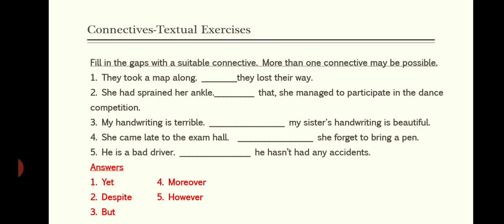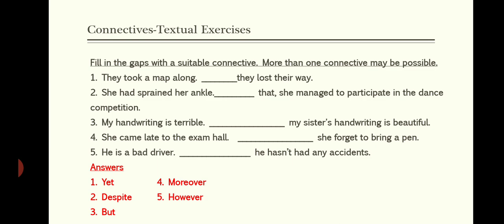They took a map along. Dash, they lost their way. They took a map. Even then, they lost their way. So, we can use the connective yet. She had sprained her ankle. Dash that she managed to participate in the dance competition. So, she had some injury in her ankle. She had sprained her ankle, but even then she managed to participate in the dance competition. To show that we use the connective despite. Despite that, she managed to participate in the dance competition.